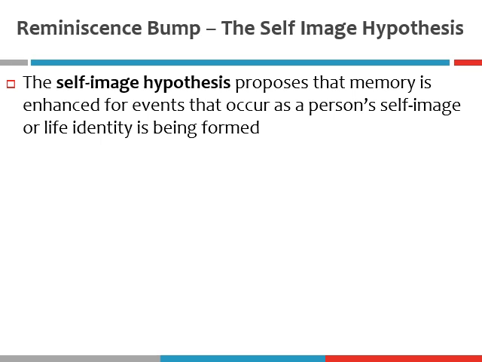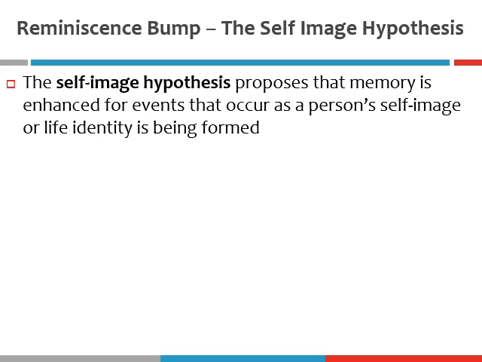Okay, so the first hypothesis as to why the reminiscence bump occurs is called the self-image hypothesis. Some of you might remember that one of the exercises I asked you to do in class was to generate 3 I am statements that would tell me who you were, right? So for example, I shared with you that my identity can be explained in 3 statements. First, I am a psychologist. Second, I am a professor. And third, I am a survivor, right?